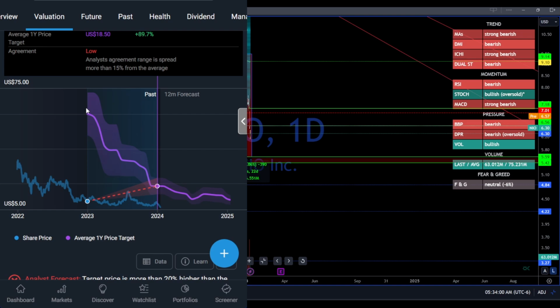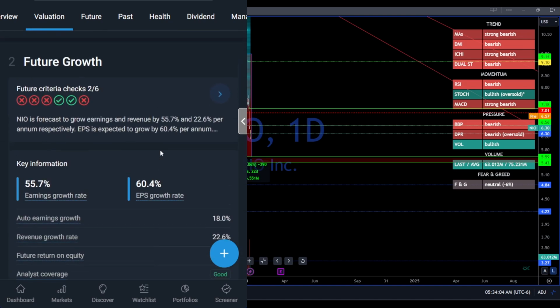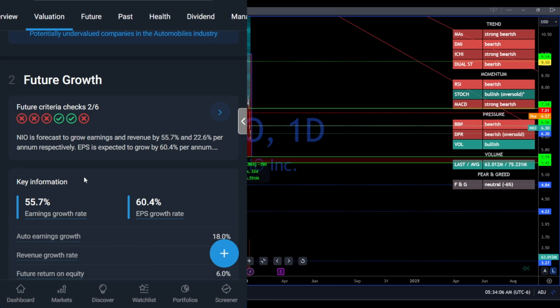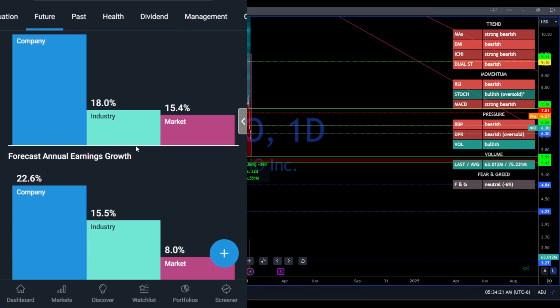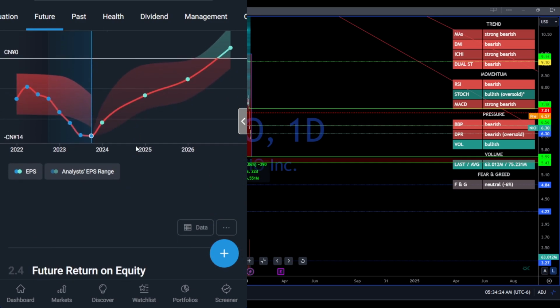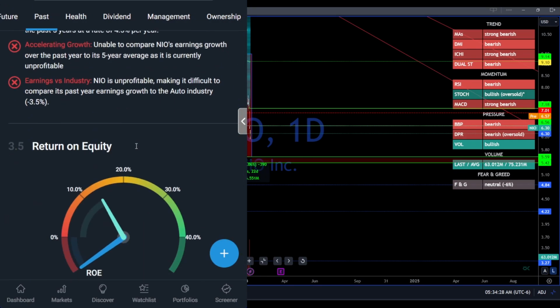The analysts forecast they've been wrong the whole time. So let's see how that goes for them. But the future growth rate again, revenue growth is great. The projections are great. Future return on equity not so great. So we'll see how that plays out. But what I really wanted to look at is the balance sheet. Let me get to the balance sheet real quick.